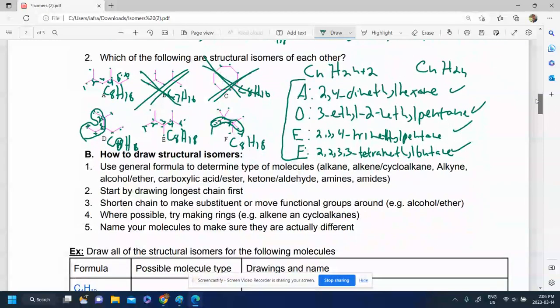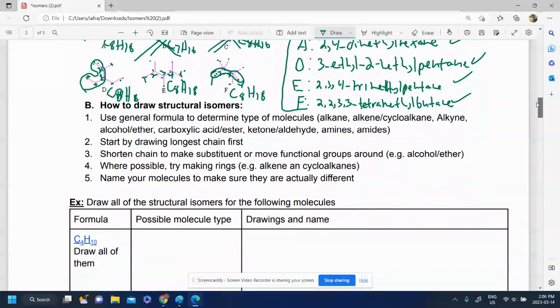In the next video, we're going to take a look at how to draw constitutional or structural isomers given a certain formula or name.